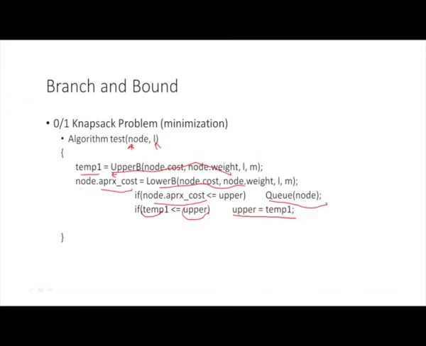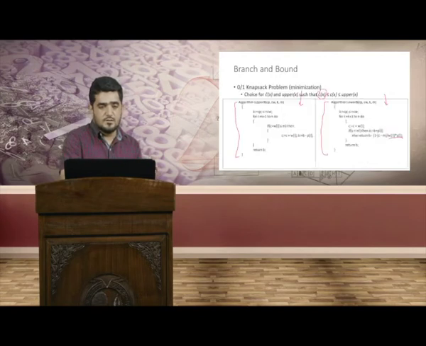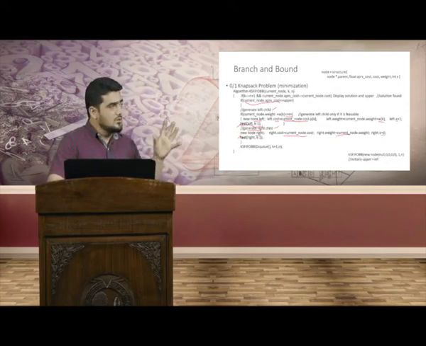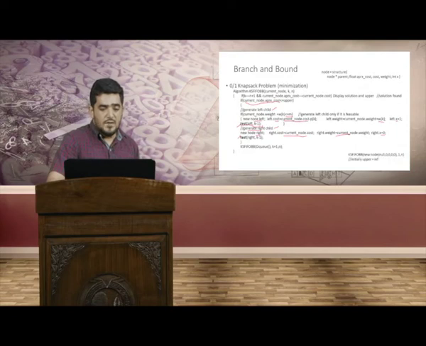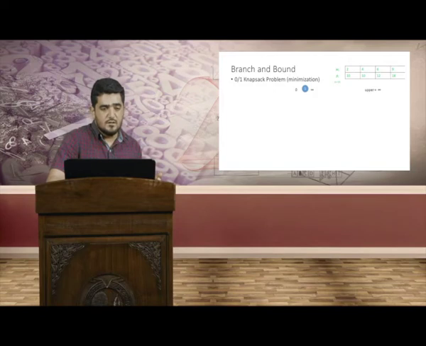So these are the functions that we'll be using to find a solution. We have the upper bound, we have the lower bound, and we have this main parent function which keeps on calling the other functions. Finally, this statement here removes a node from the front of the queue, makes it the current node, and calls this function recursively, and keeps on doing that.